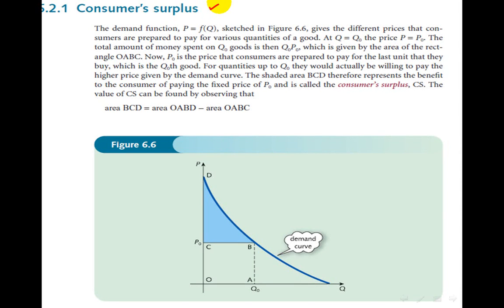You can read this note and understand the idea of consumer surplus. Anyway, I'm going to explain it on this graph. This is our demand curve, and this is the area that we are looking for. The shaded area represents the benefit value for the consumer. We're going to work out the area of this shaded part.